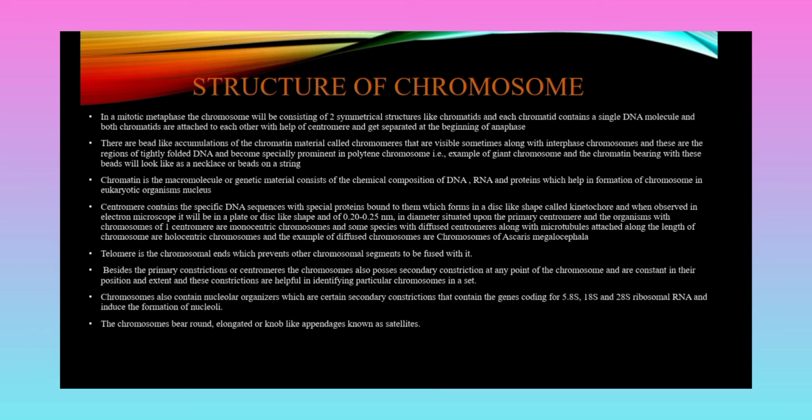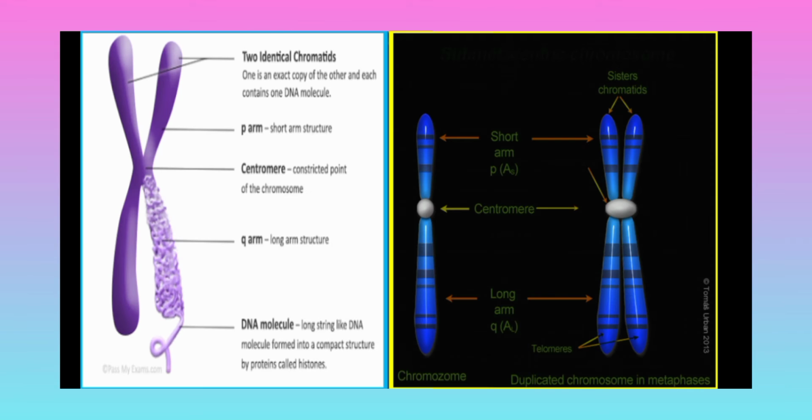So this is the structure of a chromosome. Here in the image we can see two identical chromatids. One is the exact copy of the other, that is, of the DNA molecule. The P arm is the short arm, and the Q arm is the long arm. And as I am discussing, this is the centromere, which is the central part of the chromosome.